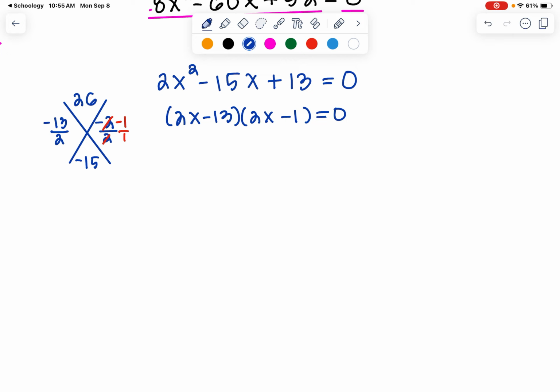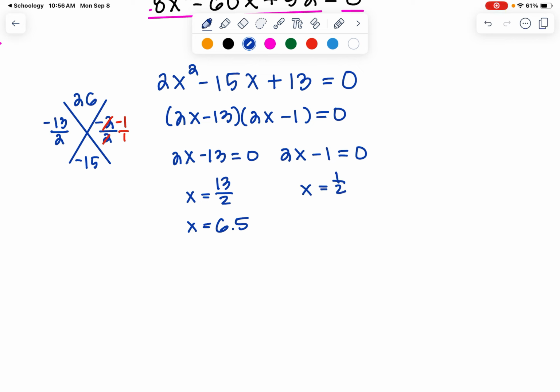And now I can set each factor equal to 0 and solve. So I have this one here, 2x minus 13 equals 0. 2x minus 1 equals 0. So this gives me, add 13 divided by 2, you have x equals 13 halves, or x equals 6.5, right? And the reason I'm thinking of that is because, remember, these are dimensions and I have to think about that. And then this is x equals 1/2, or x equals 0.5.